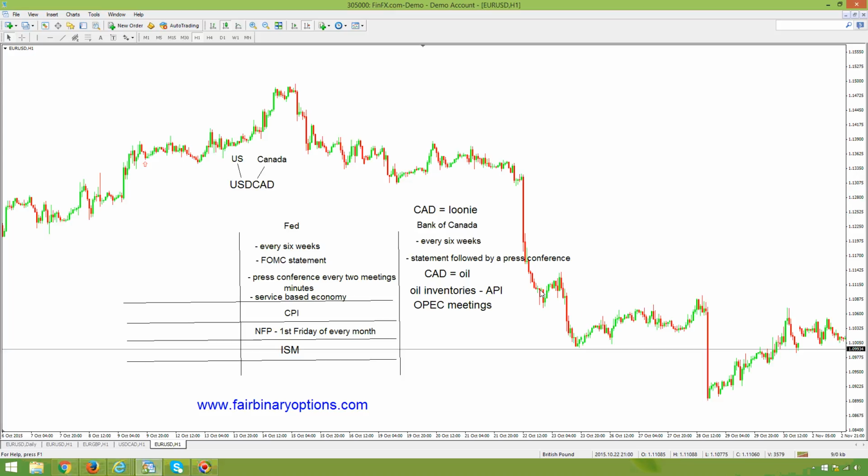So if production increases, then of course there will be more oil on the market, so price is going to move lower. If price is going to move lower, because oil and the Canadian dollar are directly correlated, then the Canadian dollar is going to move lower as well. So the US dollar Canadian dollar most likely will move higher on such news. Stay tuned for the second part to find out what else is important for the US dollar and Canadian dollar pair.